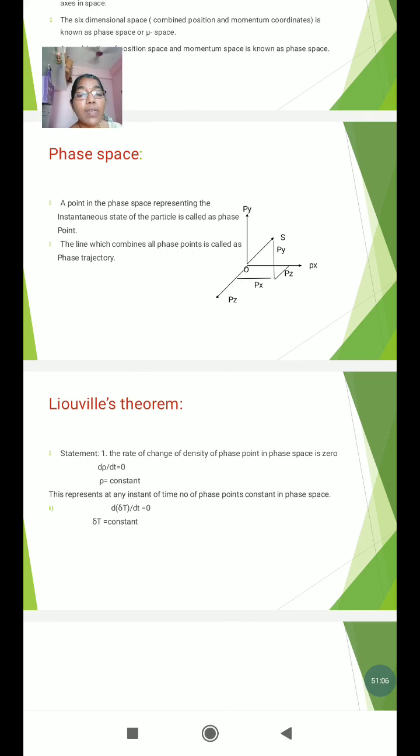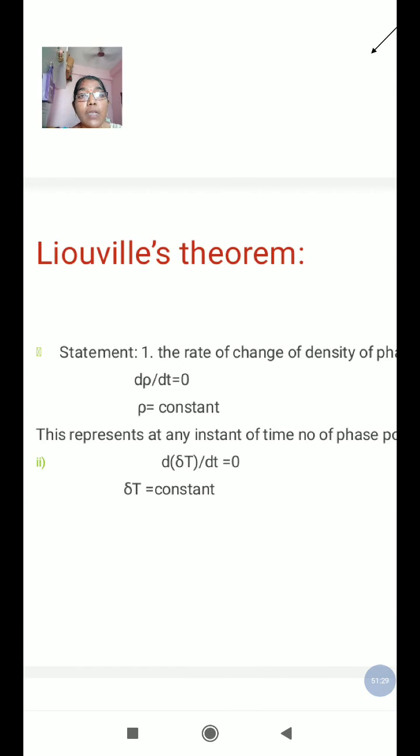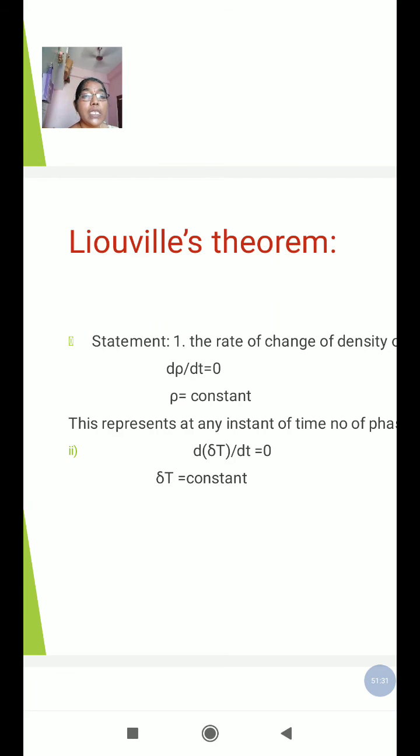I will give the statement of Liouville's theorem. There are two statements for Liouville's theorem. The first one is: the rate of change of density of phase points in phase space is 0. Here that is represented as dou rho by dou t is equal to 0.